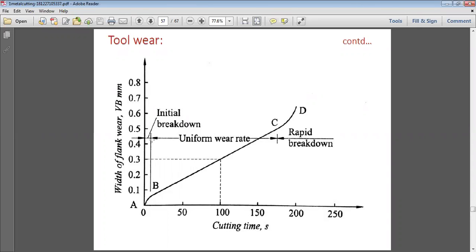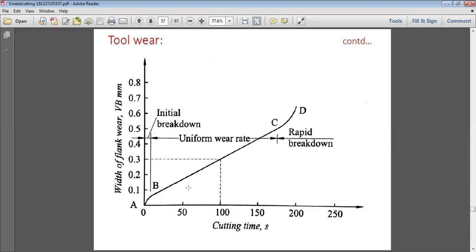Initial breakdown happens at a very low value of cutting time, in a very low range in this part. Then from B to C, it is almost a uniform rate, because with the increase in time there will be an increase in the flank wear of the tool. And after C, when the cutting time exceeds some threshold value, the threshold value is taken as something like 180 or 190 in this case.